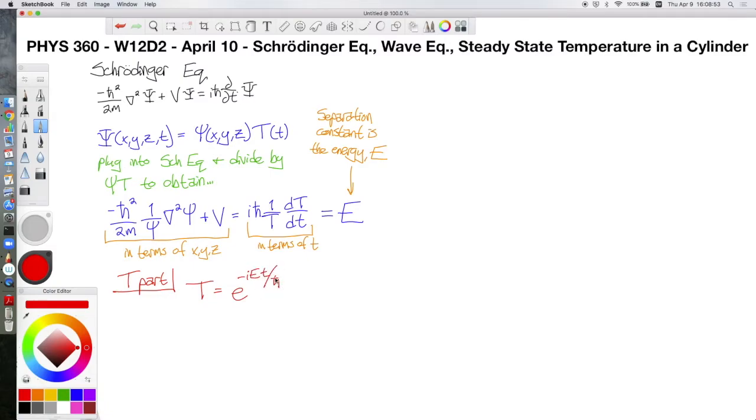For the spatial part of the equation, we get the following. Negative h bar squared over 2m times the Laplacian of psi plus V times psi equals the energy times psi. And this is known as the time-independent Schrodinger equation.